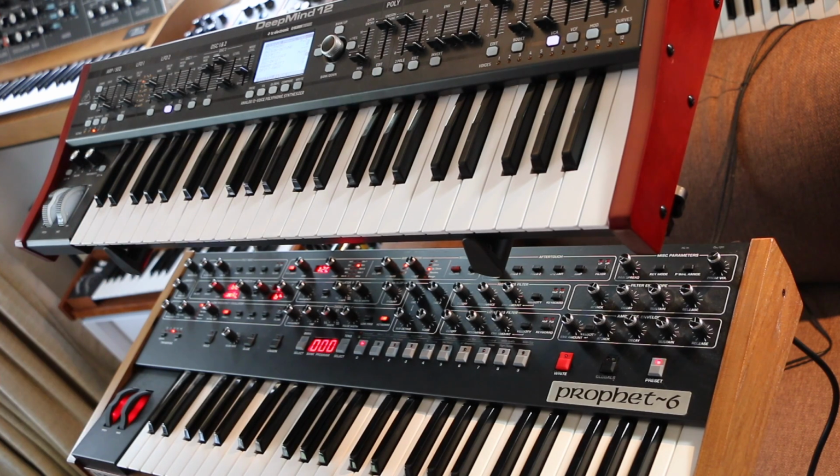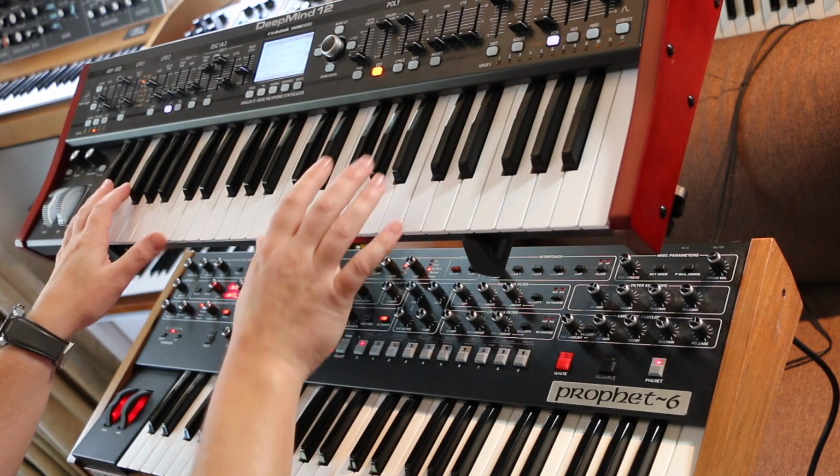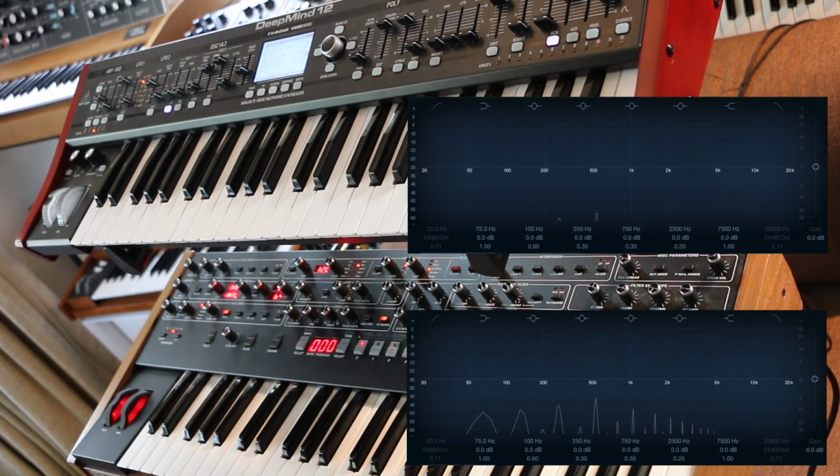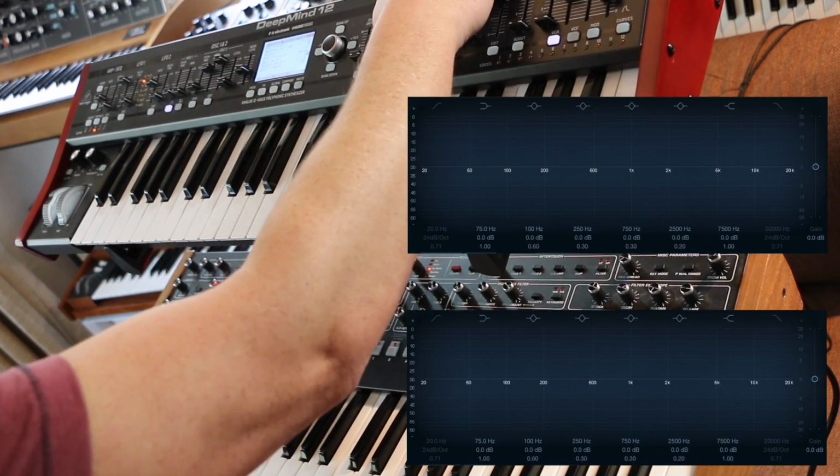So next up, we'll look at the filters. So we'll use a sawtooth as normal. Okay, filters on full there. Let's just start closing them down.